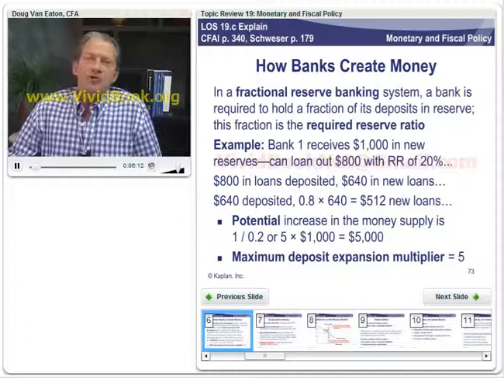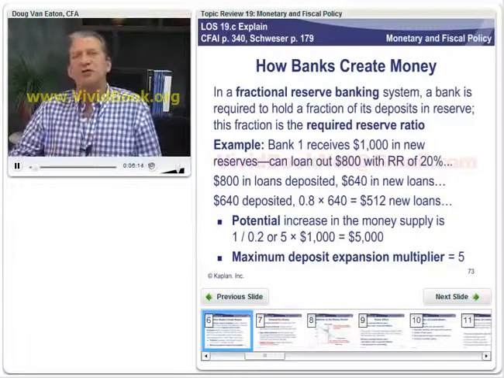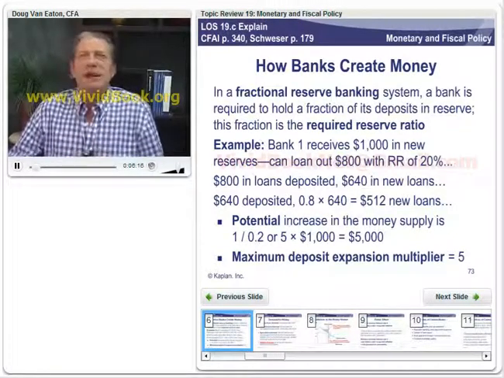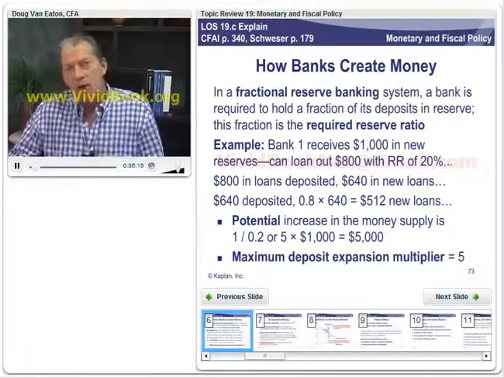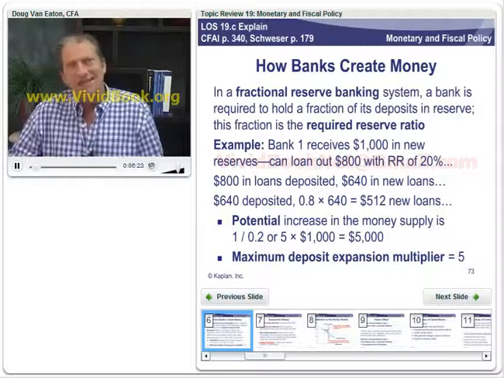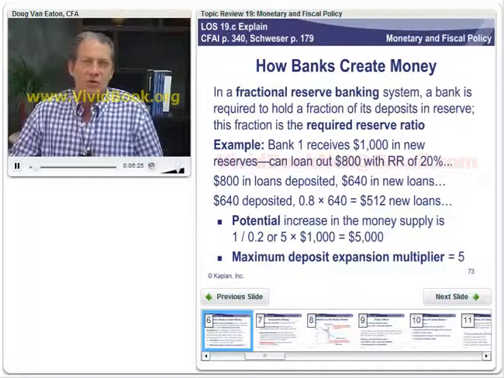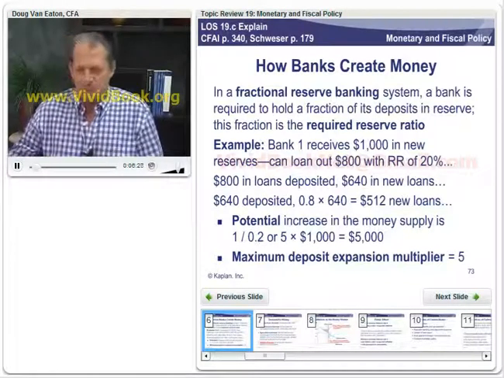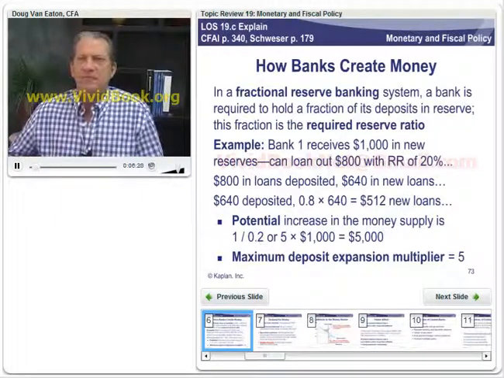Now remember, this is the potential, right? If of that first $800 loan, some of that didn't go back into the banking system, but was put under the mattress, let's say, then this potential is not going to be reached. So that's kind of the maximum. So think of it that way.